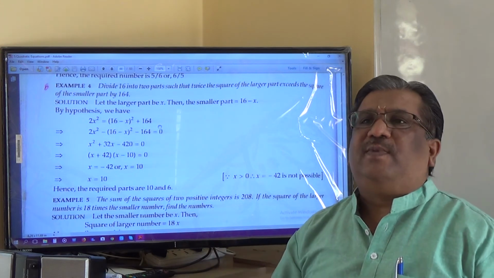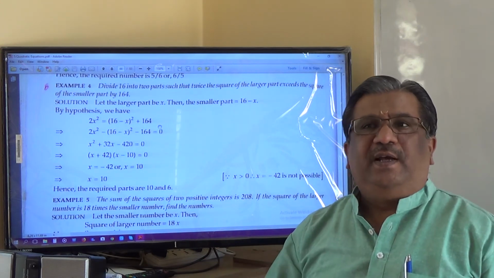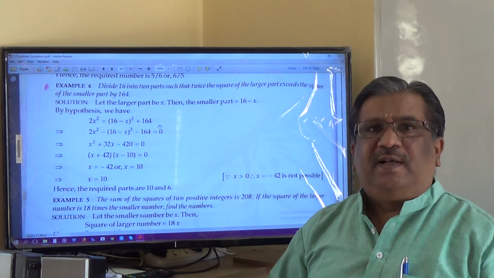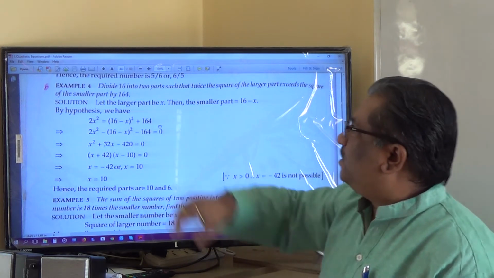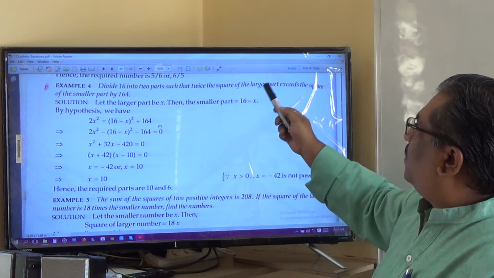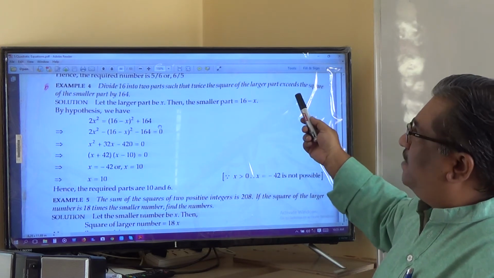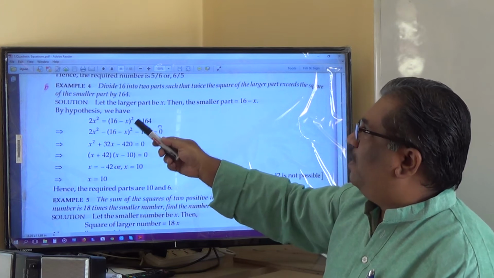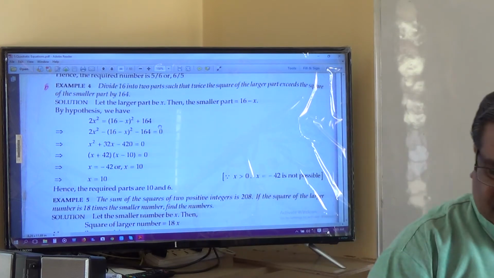Which one would you like to assume as the greater part? Let x be the greater part. In that case, 16 minus x will be the smaller part. That way I can assume here. So, divide 16 into two parts such that twice the square of the larger part exceeds the square of the smaller part by 164. Let us solve this one.